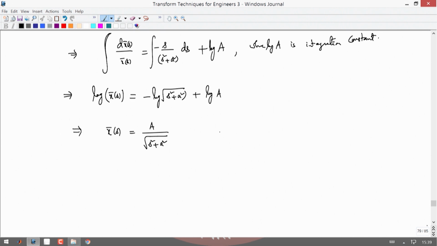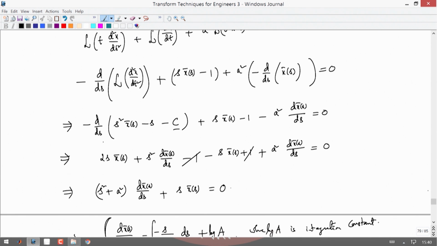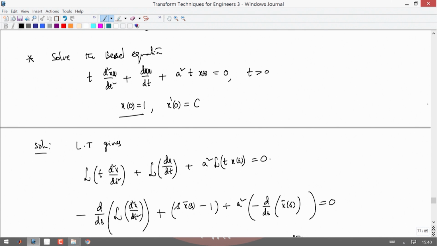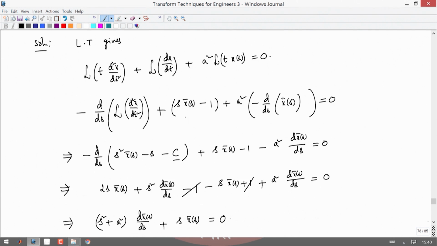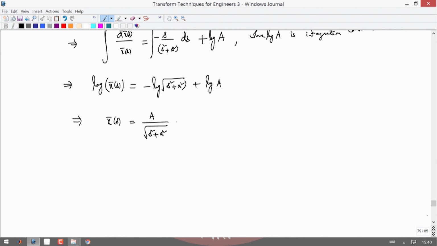So a is an arbitrary constant, and although so far we have used x of 0 equal to 1 and x dash of 0, which is any number, given any number, the solution is the same. So so far we have arrived here, and still we have an arbitrary constant. A is an arbitrary constant.